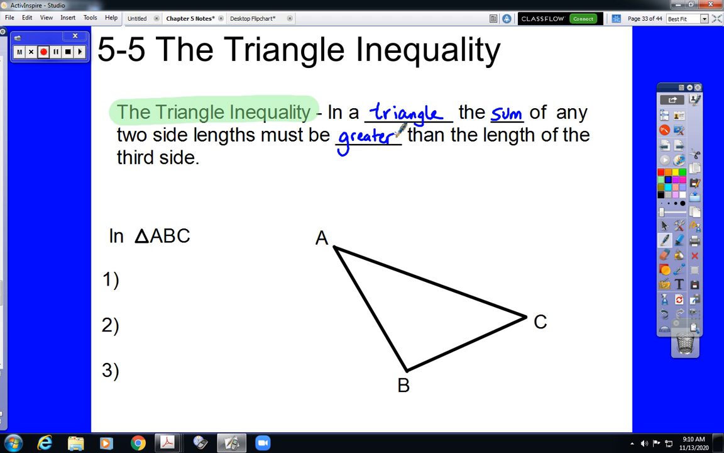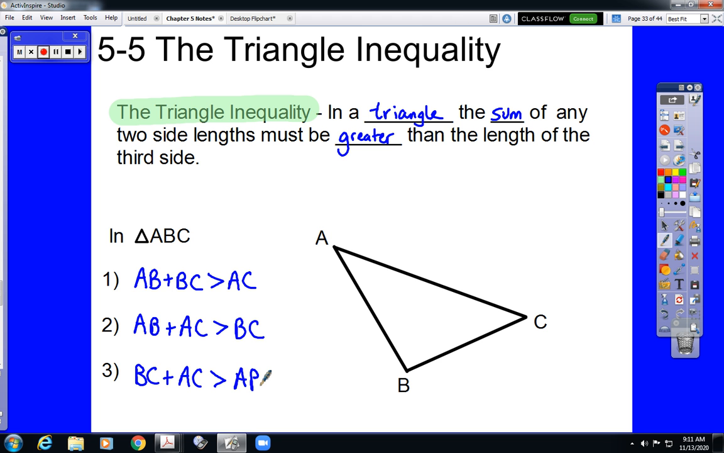So over there in triangle ABC, the following three things are always true. AB plus BC has to be greater than AC. AB plus AC has to be greater than BC. And BC plus AC has to be greater than AB.